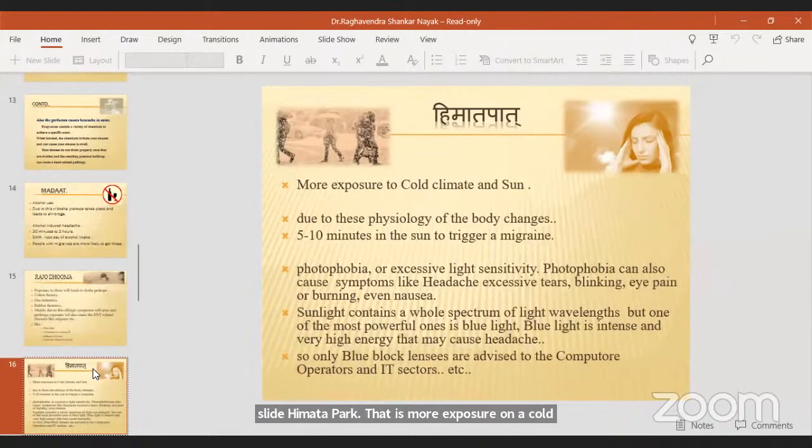Again, the cold climate will vary physiological things, and it will cause dosha prakopa, and it causes headaches. In case of migraine, exposure to sun and all will cause more intensity, photophobia, excessive light sensitivity. These are the things, and also for those who are using lenses. In those conditions also, we can see headaches. Next slide.